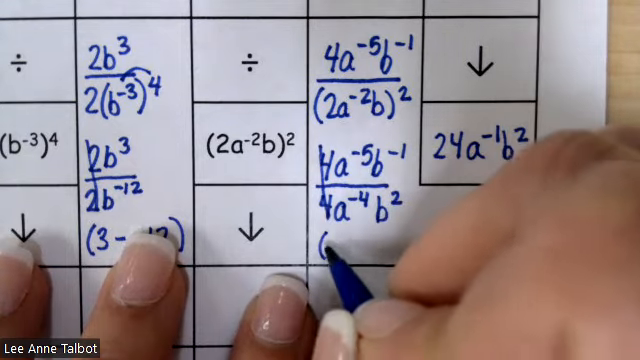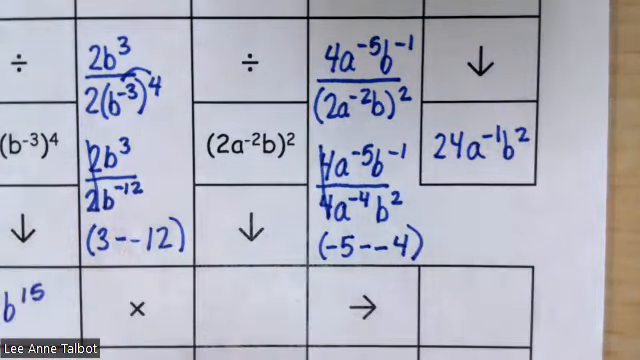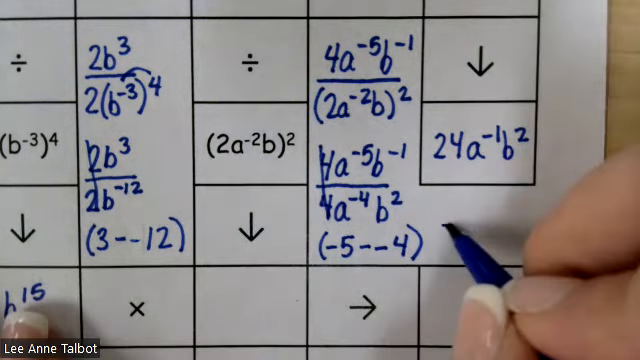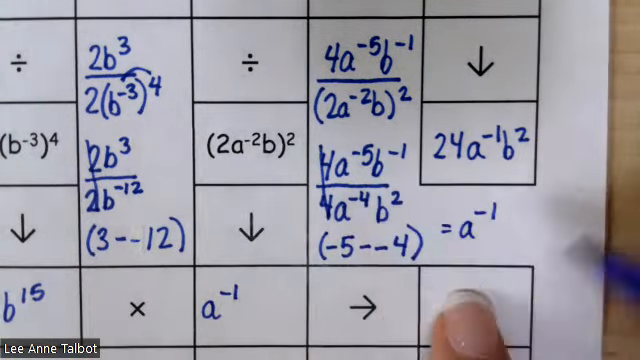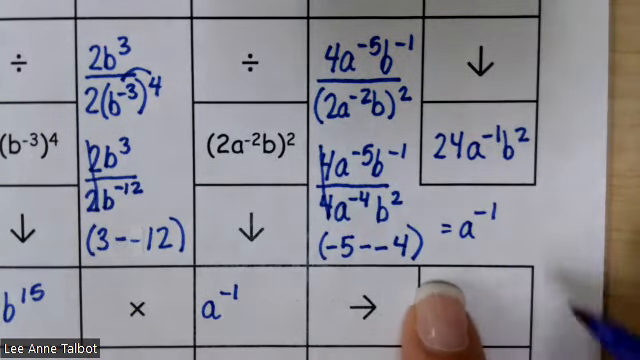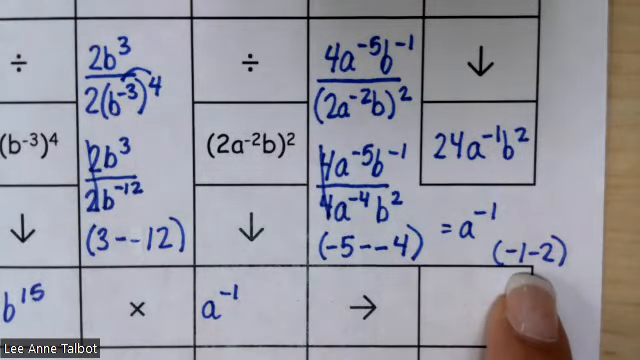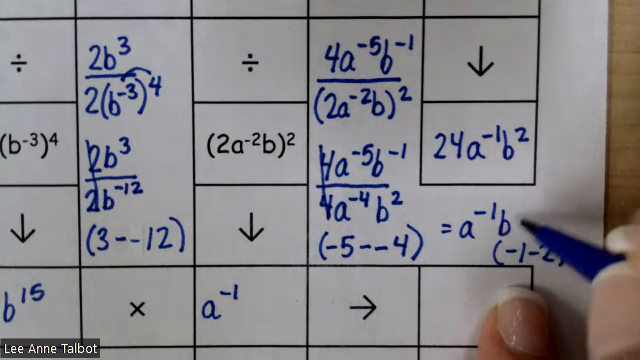So subtracting these, negative 5 minus negative 4. What's negative 5 minus negative 4? Negative 1. Okay, and then the other part is negative 1 minus 2. What's negative 1 minus 2? Negative 3.